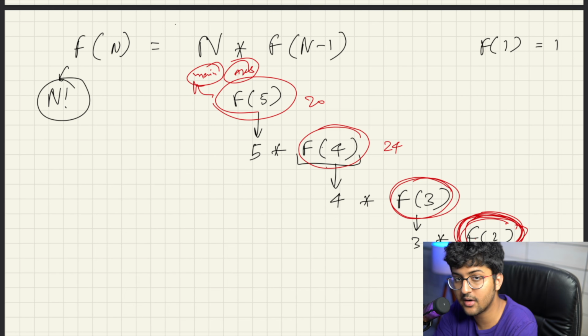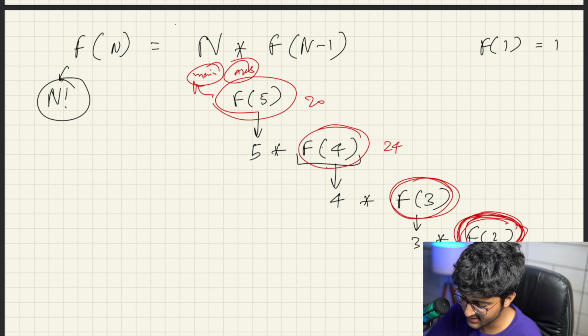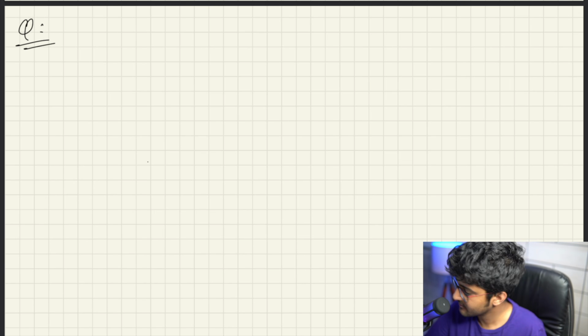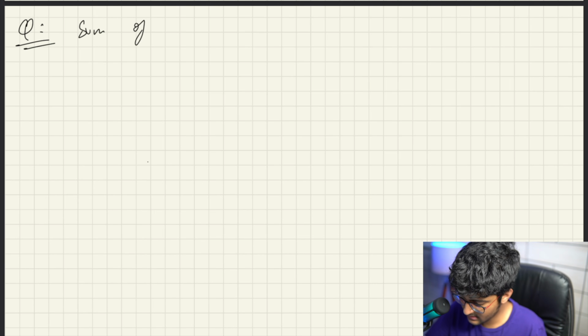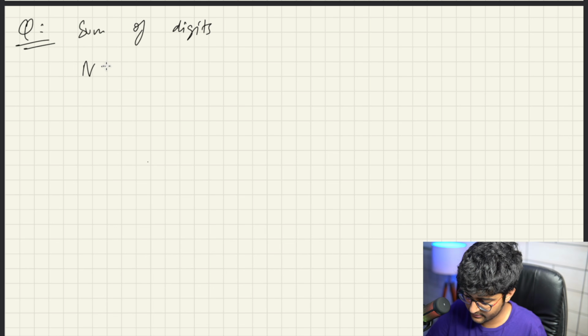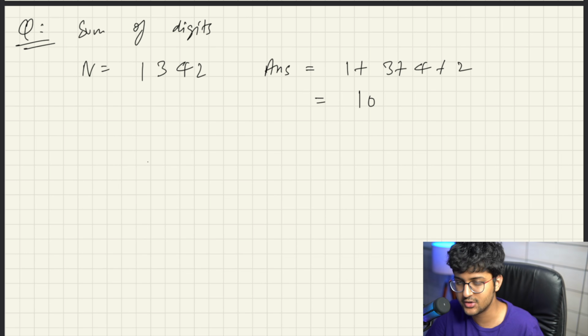Now let's do another question. This is called sum of digits. Notice we're not saying the sum of a range, but the sum of the entire digits. So basically, let's say n is given to you like 1342. The answer should be 1 plus 3 plus 4 plus 2, which is 4, 4, 8, 10. The answer should be 10. So it's the sum of individual digits.